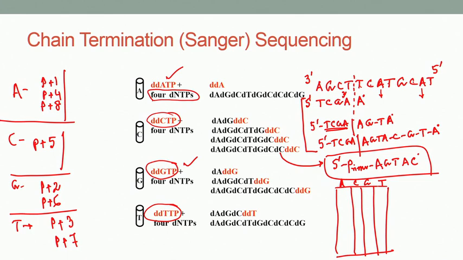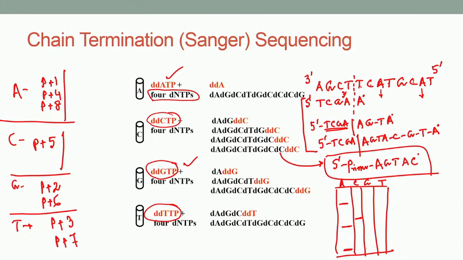So, what will happen? In the A lane you will have 3 pieces. One will be the minimum molecular weight. Then you have somewhere here the p plus 4 and somewhere here the p plus 8. And for the C lane you will get only one piece, and that will be here, because that will be a little bit below the p plus 4.